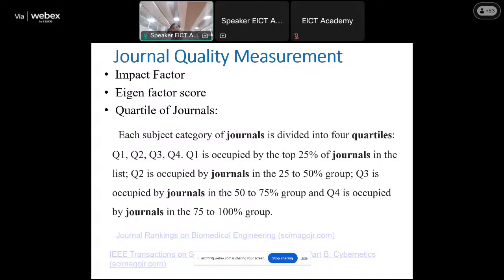So for those 1000 journals, the first 25% of journals, that means those from 1 to 250, are considered Q1 journals. Then the second, 251 to 500, okay, that is Q2. Then 501 to 750 is Q3, and 751 to 1000 comes under the Q4 quartile. Okay, now some journals can have multiple quartiles also according to the field.